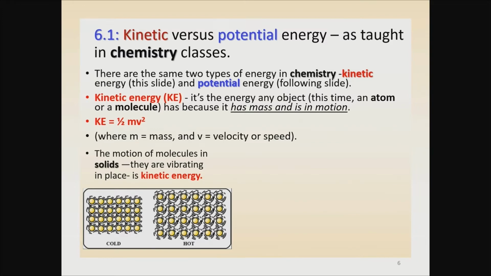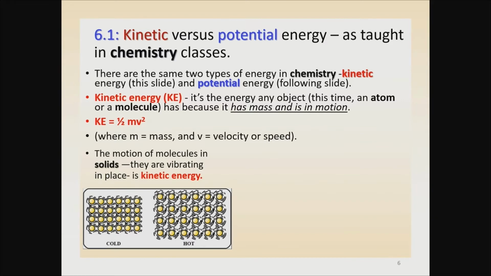It's because both in the cold and hot solid, the atoms or molecules in the solid are moving. They're not moving around each other, but the atoms or molecules are in a fixed position, and they're vibrating back and forth. That means they're going to have a little bit of movement, and they're going to have a little bit of kinetic energy.